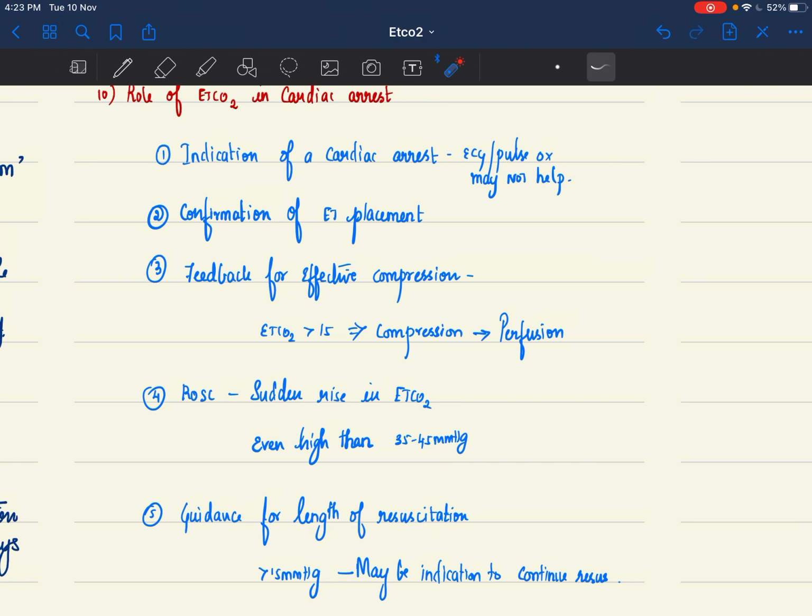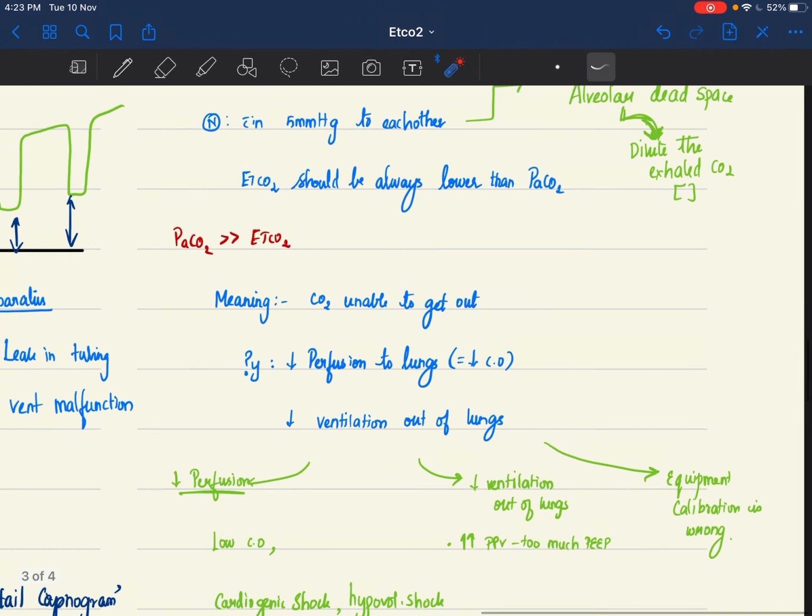This is an area that is still being researched, where during compressions, if the EtCO2 is staying above 15, then this might be considered an indication for continuation of resuscitation, because even after 1 hour of resuscitation, patients have come out with good neurological faculties intact.